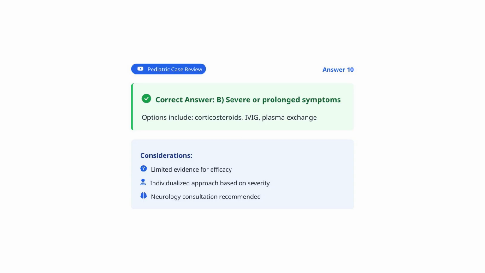Immunomodulatory therapy may be considered in cases with severe symptoms, significant functional impairment, or symptoms persisting beyond 4 to 6 weeks. Treatment options include corticosteroids, intravenous immunoglobulin, or rarely plasma exchange. However, evidence for their efficacy is limited, and treatment decisions should be individualized, ideally in consultation with pediatric neurology. Many children recover completely without immunotherapy.